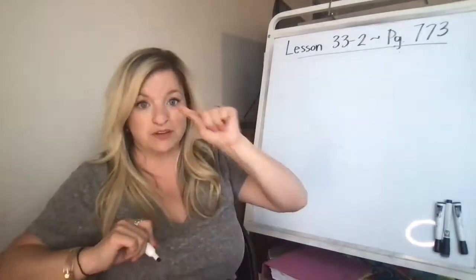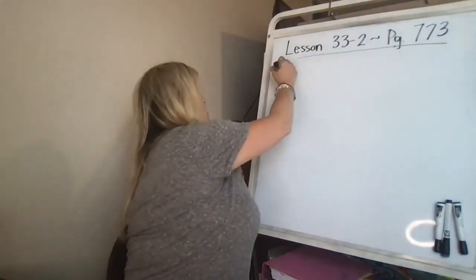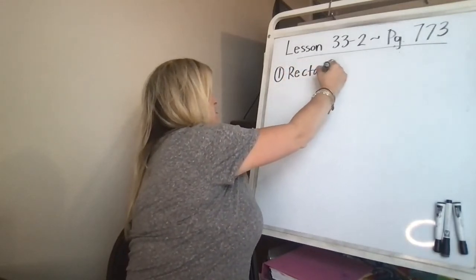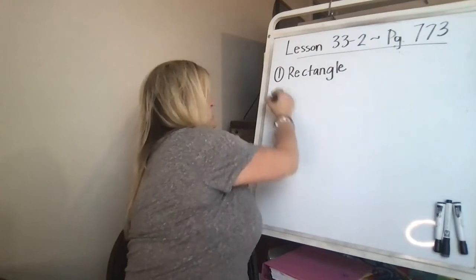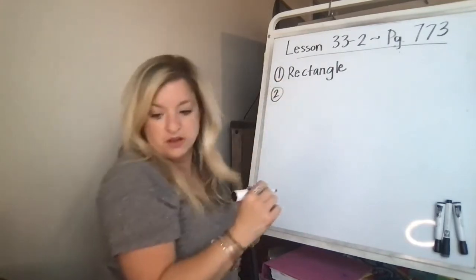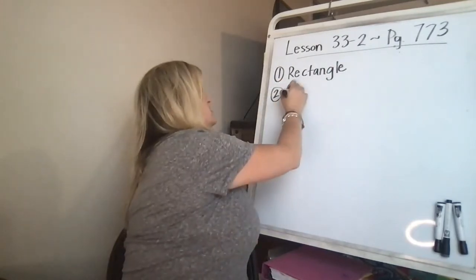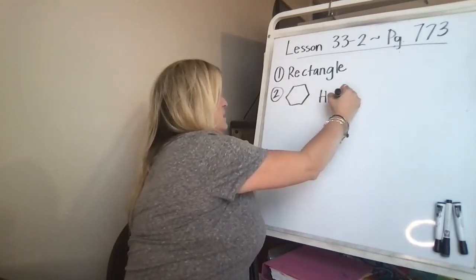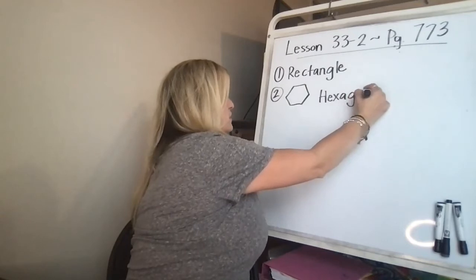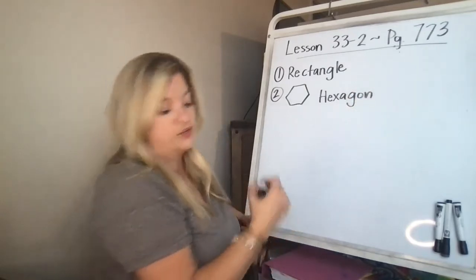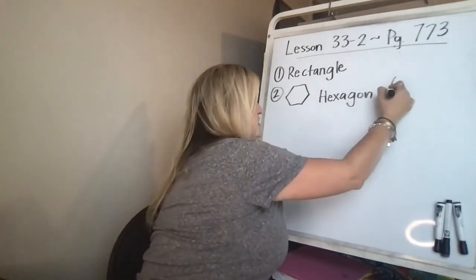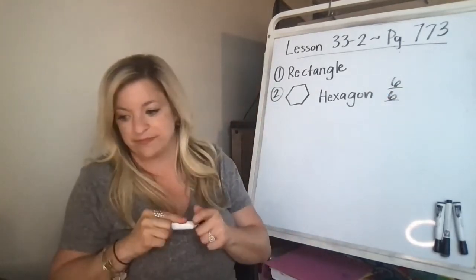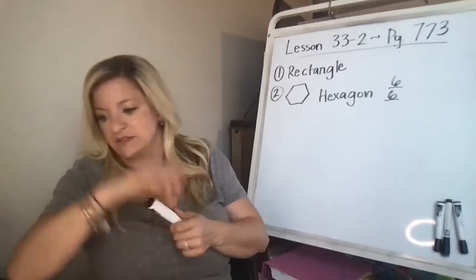So up at the top, it lists those groups. Number 1 is a rectangle. It's up at the top if you need it. Number 2 is a shape that looks like this. It has 6 sides and it is a hexagon. And you're going to fill in, it has 6 sides and 6 corners. Hexagon is 6.